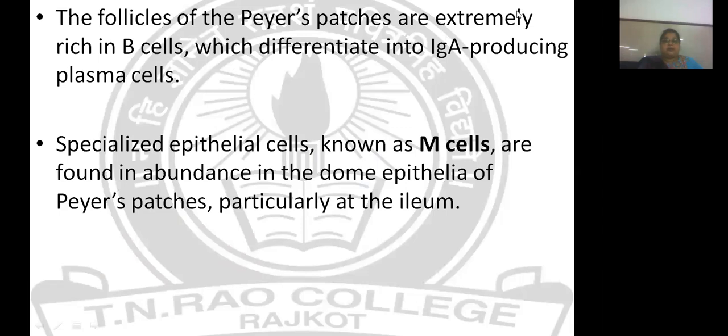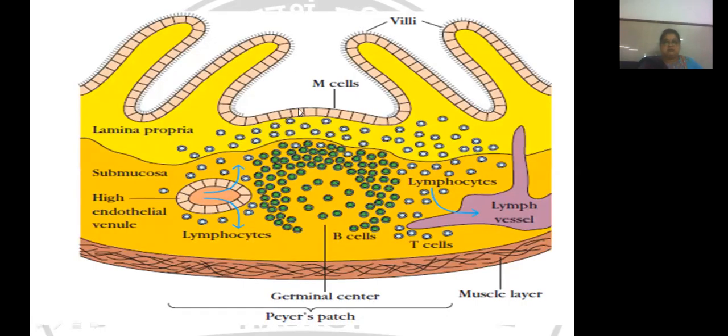The follicles of Peyer patches are extremely rich in B lymphocytes. These B lymphocytes are activated, differentiated, and produce a special type of antibody, IgA, which is secretory in nature, and it is secreted outside the intestinal wall and provides local immunity. Specialized epithelial cells known as M cells are found in abundance in the dome epithelia of Peyer patches, particularly in the ileum region. Here you can see M cells, which provide entry to the pathogen or antigen.